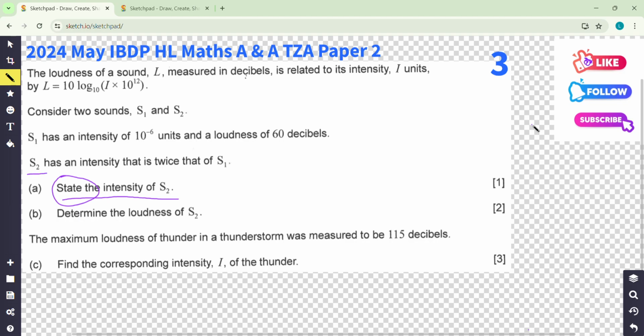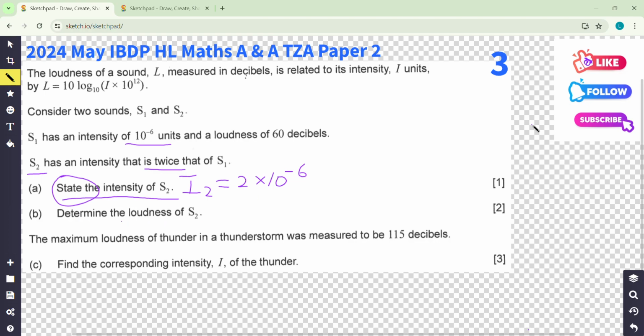Okay, S2 has an intensity that is twice that of S1. So what is S1? S1 is 10 to the power negative 6. So very straightforward. So you can say intensity of S2 is 2 times 10 to the power negative 6. Remember, we are on math, not physics, okay? Only for unit. That's it.